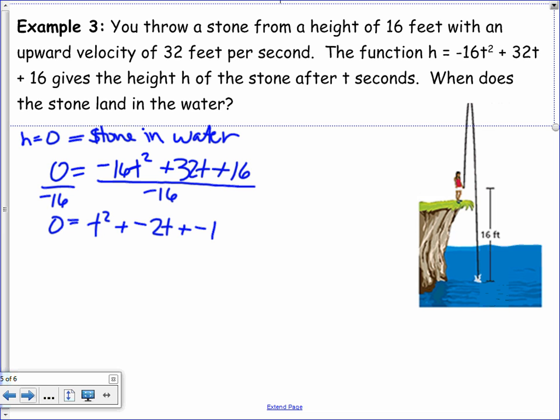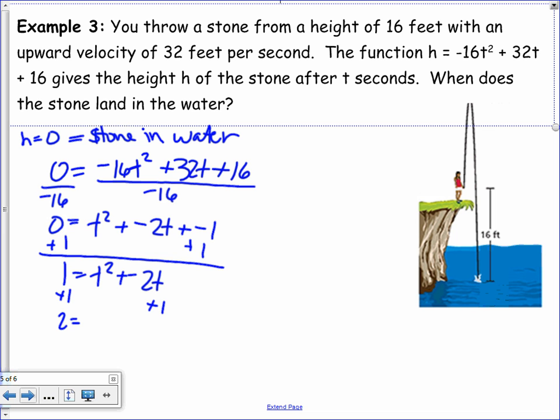Okay, now we need to add 1 to each side. So 1 equals t squared plus negative 2t. Now we have that in the form that we want. Okay, so now we have to complete the square. All right, so half of negative 2 is negative 1. Negative 1 squared is just 1. So we have to add 1 to each side. So that's how we're going to complete the square.